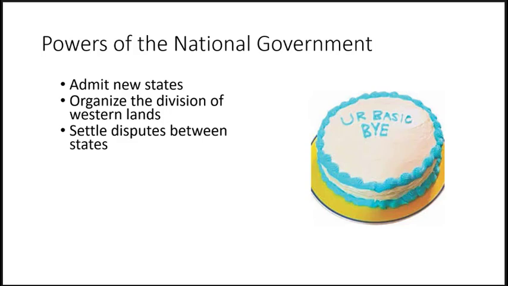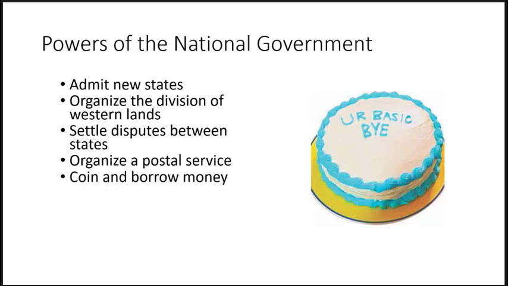Anytime states had a dispute, they could actually settle those disputes, and I'm not exactly sure how that occurred, because when you look back at the national court system with it not having one, that's pretty much how disputes between states are settled today, with the federal court system. Something that you still see today, they had the ability to organize a postal service, so hooray mail. They could coin and borrow money. And so that just means that you can print your own money. And obviously you should know what borrowing money means.